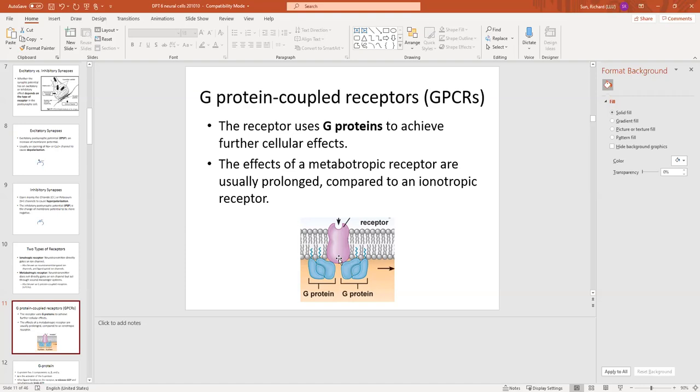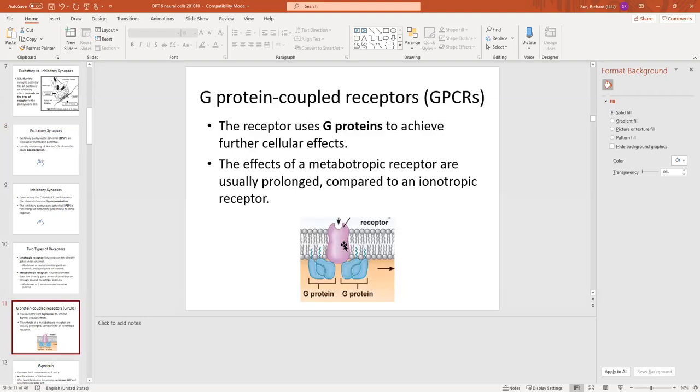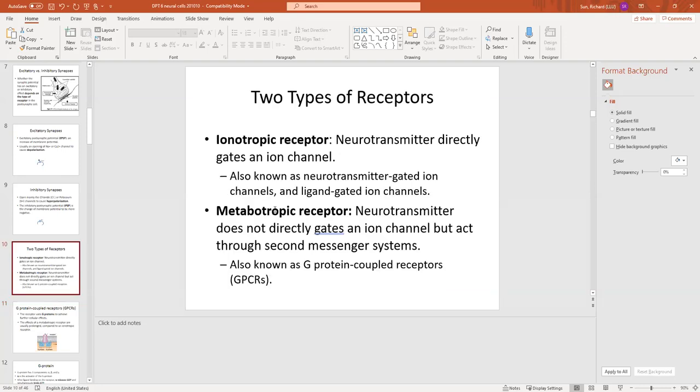On the other hand, it could be the doorbell, right? Like this one could be the doorbell. You ring it and it opens the door, the channel opens. So that's the ionotropic. If it doesn't come with the ion channel, it's not the ionotropic. It's called a metabotropic receptor. So there are two types.